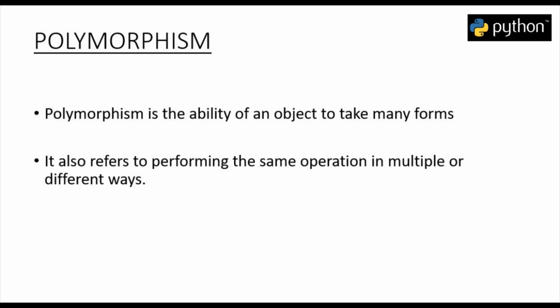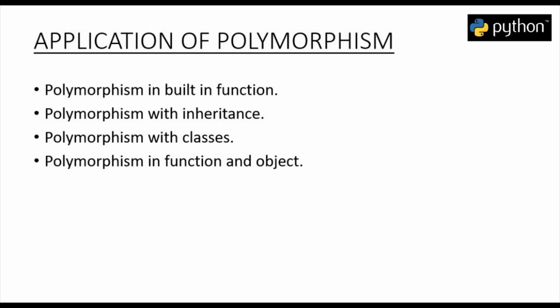So let's see the different techniques in which we implement polymorphism in Python. There are basically four different techniques by which we apply polymorphism. These are polymorphism with built-in function, polymorphism with inheritance, polymorphism with classes, and polymorphism in function and object. Let's explore them one by one.